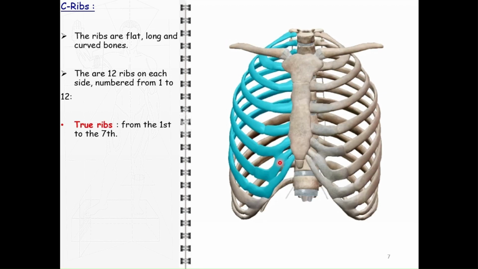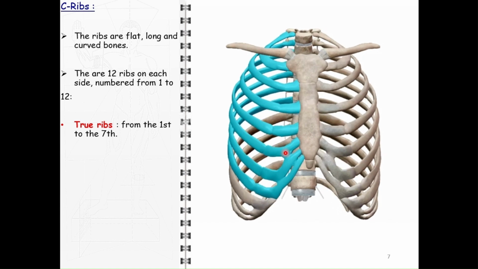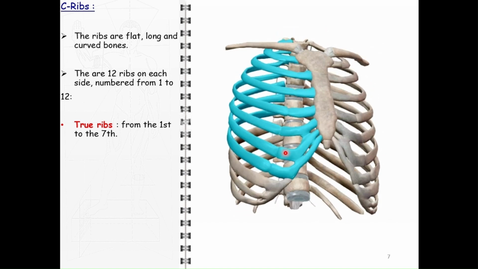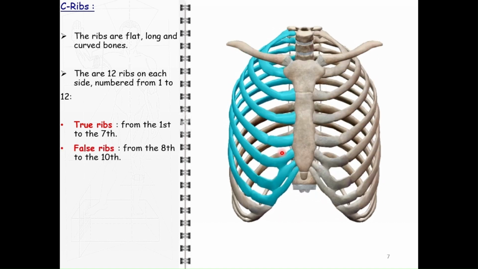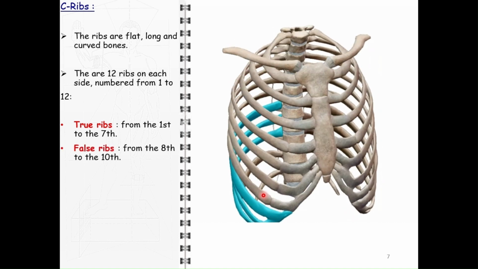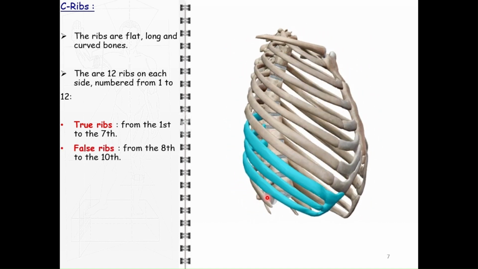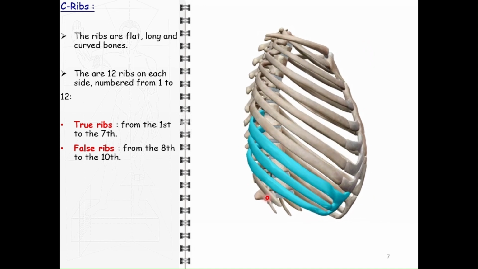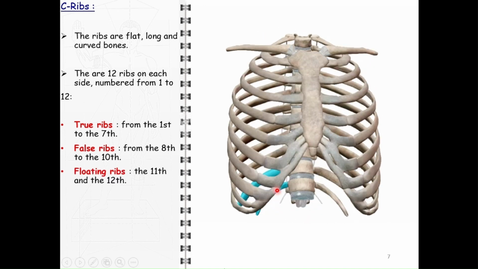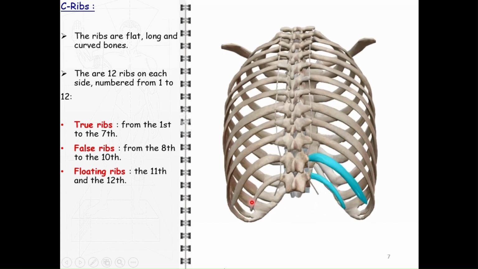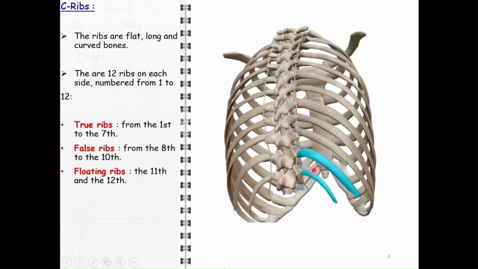The first group consists of true ribs, from the 1st to the 7th, they are attached to the sternum by their cartilages. The second group consists of false ribs, from the 8th to the 10th, their cartilage unites with the cartilage above them. And the third group consists of floating ribs, the 11th and 12th ribs end with free cartilage.